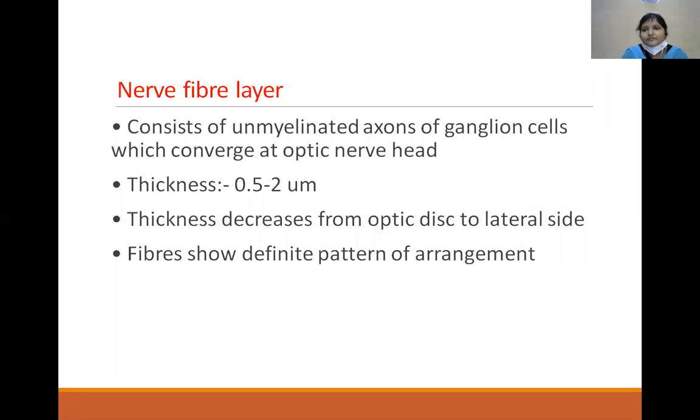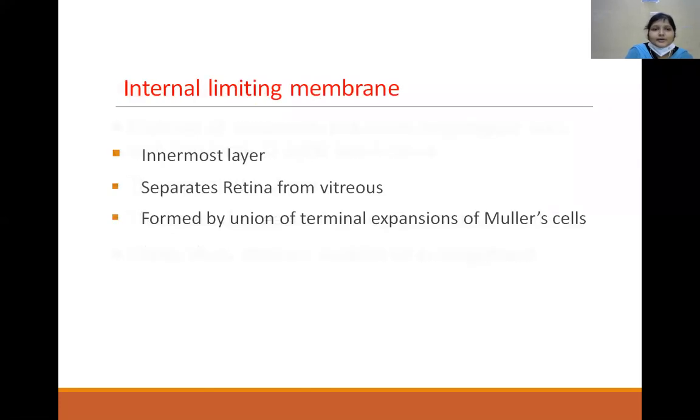The fibers show a definite arrangement: superior arcuate fibers and inferior arcuate fibers are present temporal to the optic disc, whereas superior radiating and inferior radiating fibers are present nasal to the optic disc. I think this arrangement of the nerve fibers is dealt with in the glaucoma section.